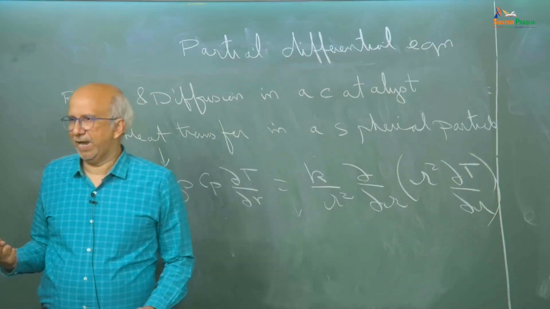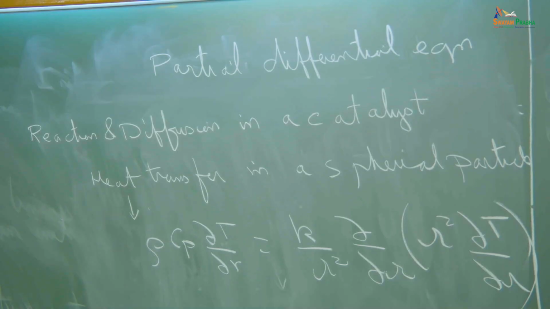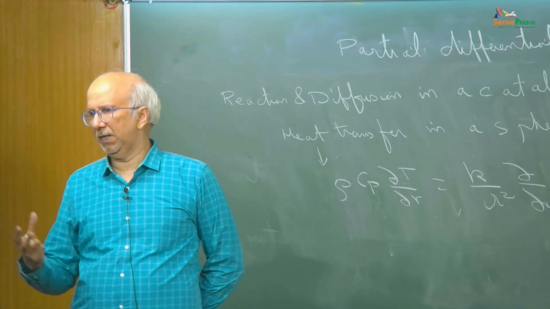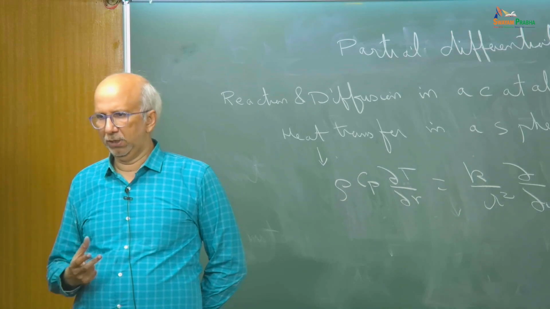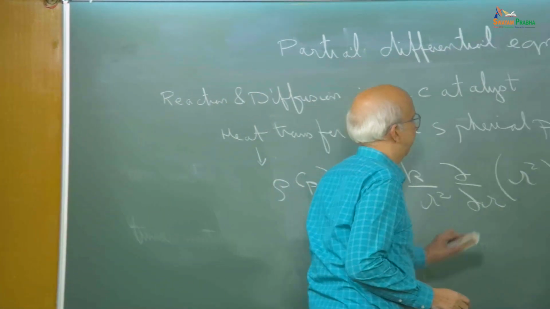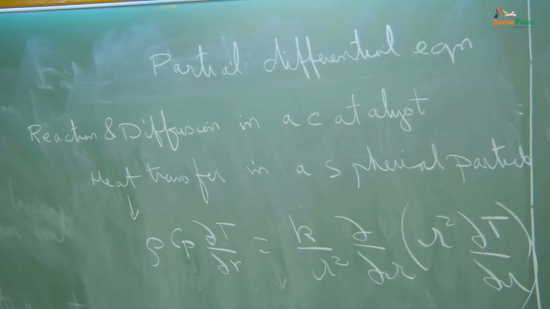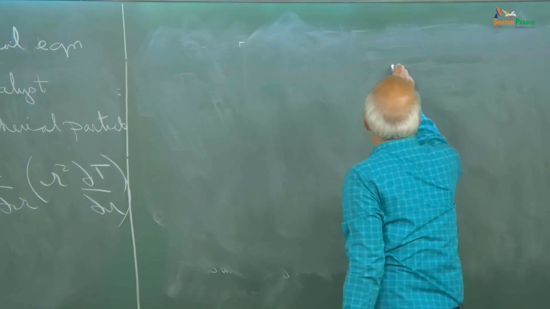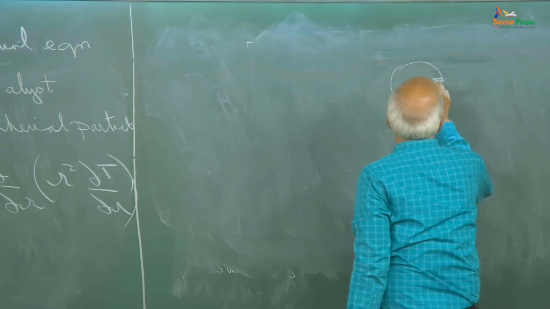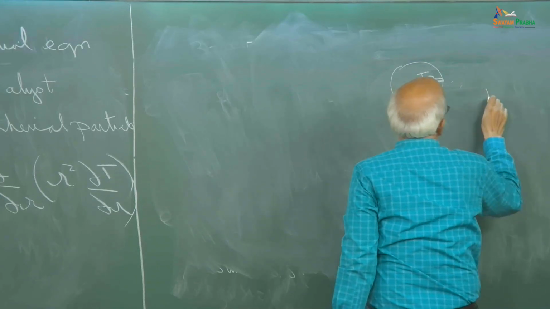So what we have is a spherical particle, okay, which is, let us say, at a high temperature, and I am suddenly dipping it in a cold liquid. Okay. So, I have a spherical particle, and this is at some temperature T naught, and this is ambient.